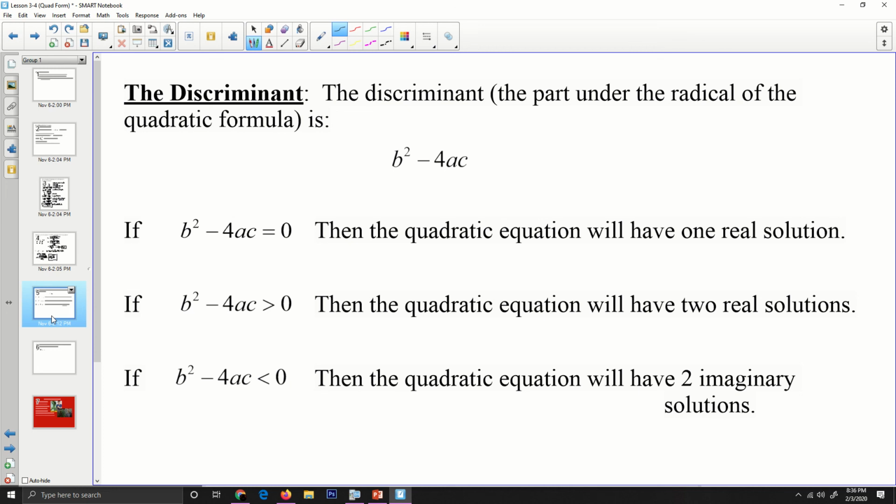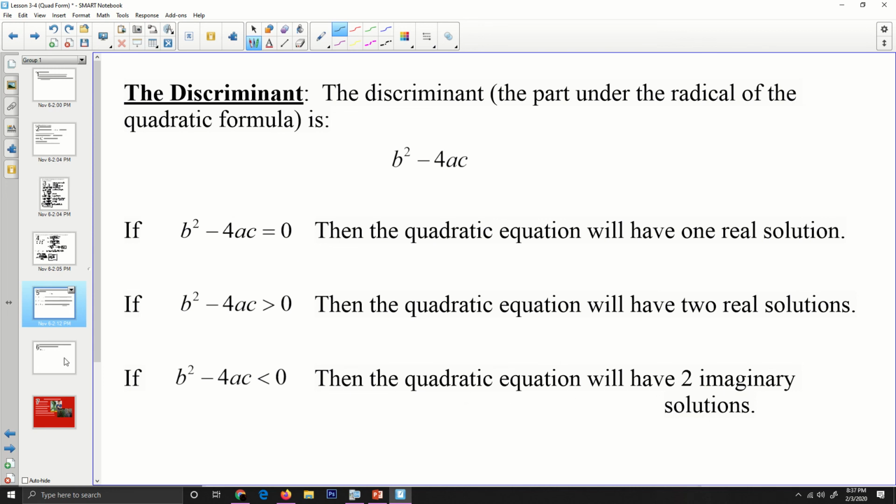The discriminant is the part under the radical of the quadratic formula, it's b squared minus 4ac. And so if b squared minus 4ac equals 0, then the quadratic equation will only have one real solution. If b squared minus 4ac is greater than 0, or positive, then the quadratic equation will have two real zeros. And if b squared minus 4ac is less than 0, then the quadratic equation will have two imaginary zeros.